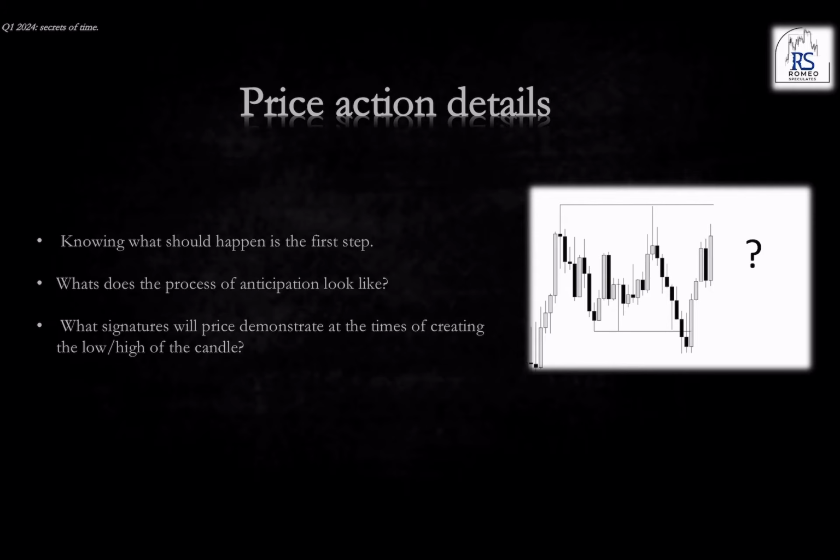Right? They all tell you FVG, order block, supply and demand, volume profile, Elliott wave, harmonics. They tell you how it works, but they don't tell you what you should be doing in the process of anticipation. That will be looked at over here. And what signatures will price demonstrate at the times of creating the low or the high of the candle. Very important.